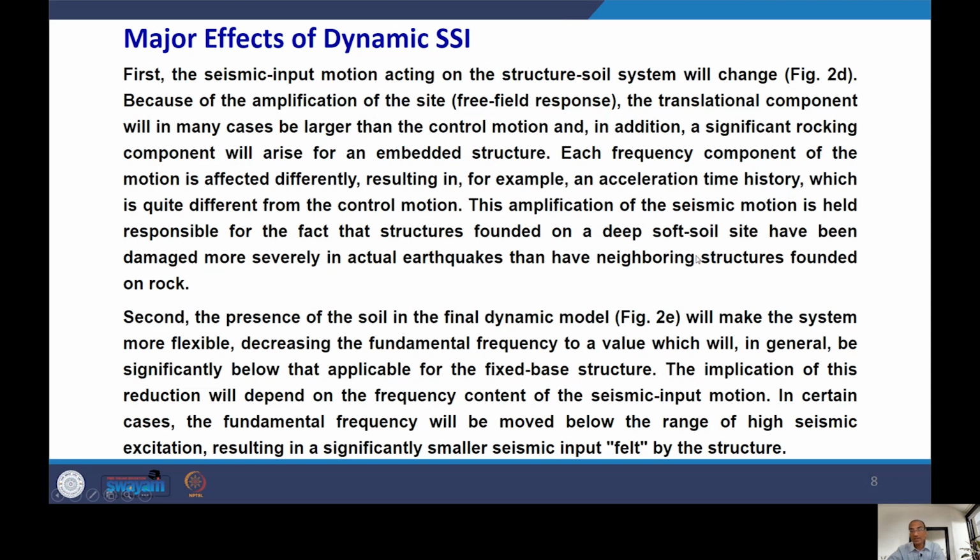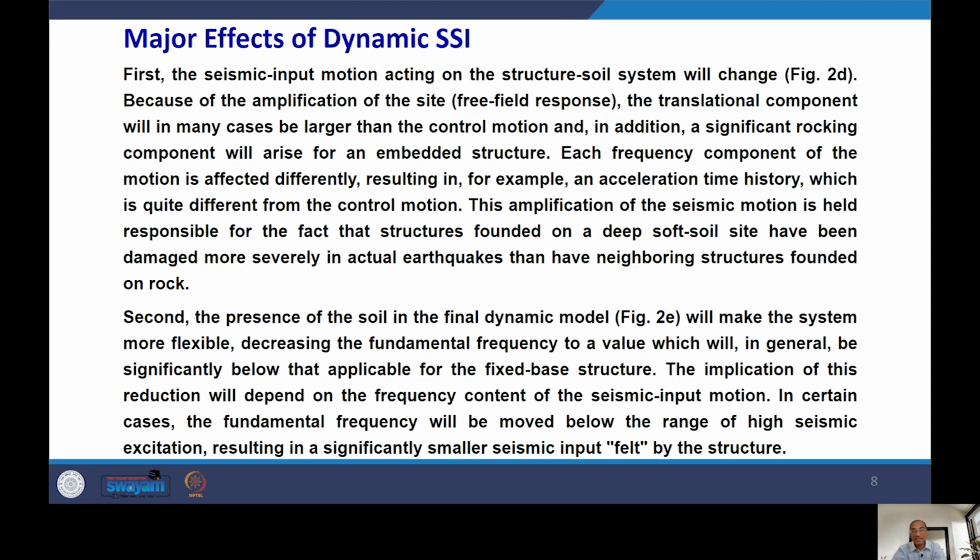So if you have identical structures, as we discussed in the last lecture, one situated on the rock and another situated on the soft soil site, then the response of both structures will be different, and that is what we call soil structure interaction. So this was the first effect of SSI, which can be treated as an effect of soil amplification.